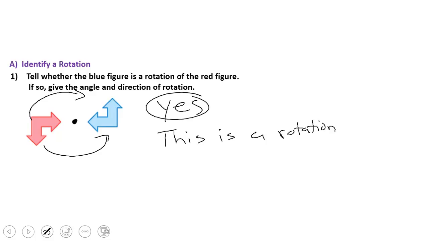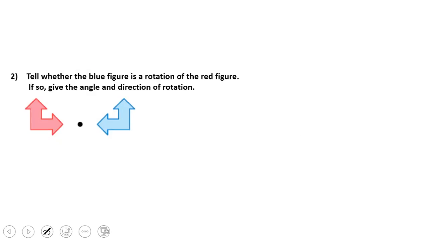Because if I were to turn the paper, the red would go right on top of the blue. And we are going to show you some of that in class. Okay, let's try this next one.